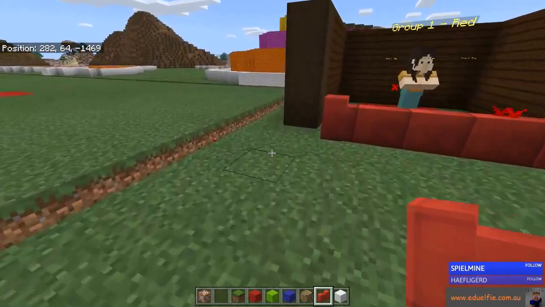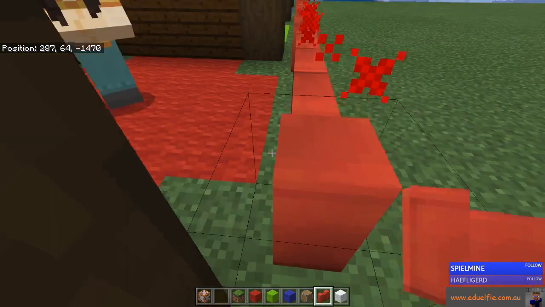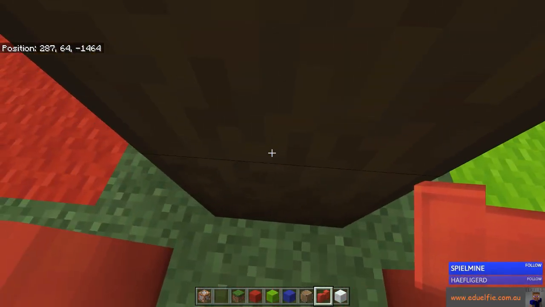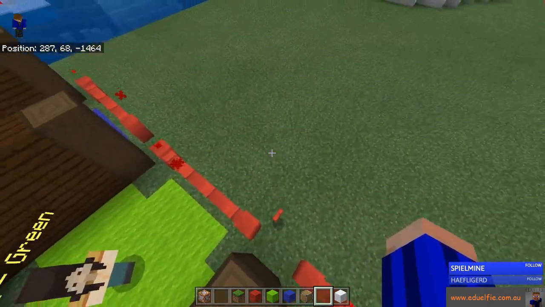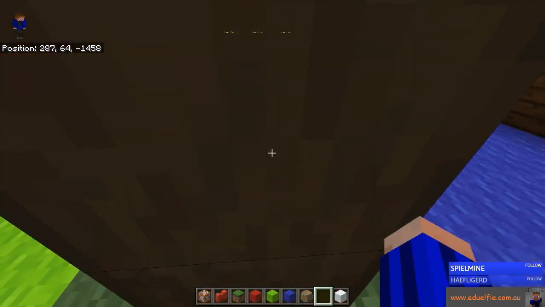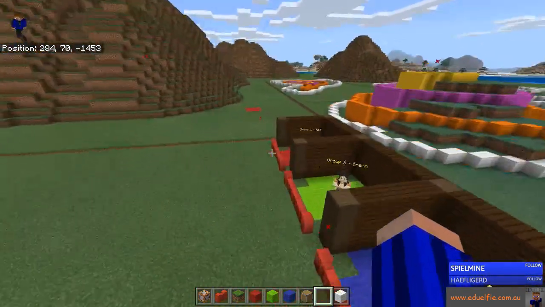So now I need a few more commands up there in my command center. 287, 64, negative 1470, 2. Let's do each. Negative 1464. Unsurprisingly 1458, and I reckon it'll be 1452, but we always go to confirm. Yes, okay.